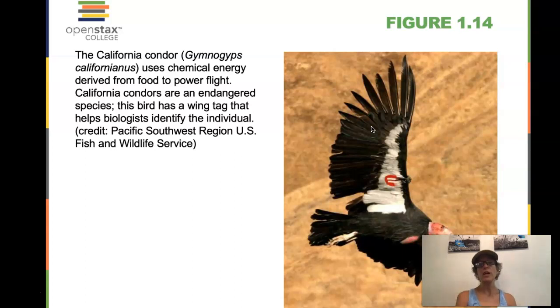Our nice California condor being used here as an example of energy conversions. We're going to talk about metabolism at the cellular level, but that can be built up to look at metabolism at the organism level. So the energy that condors and we get from our food gets converted into cellular energy to do work for us.